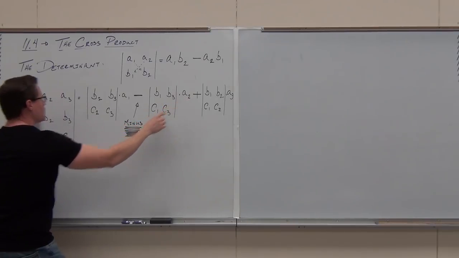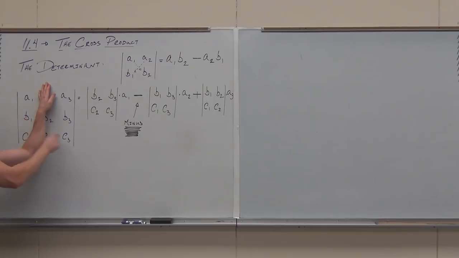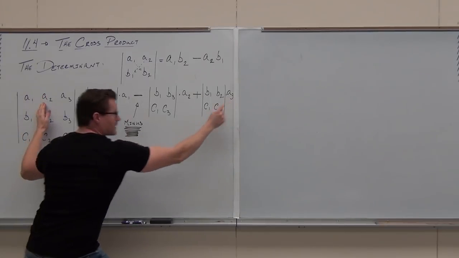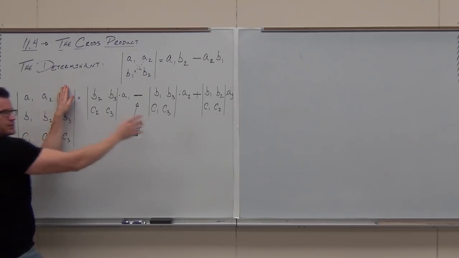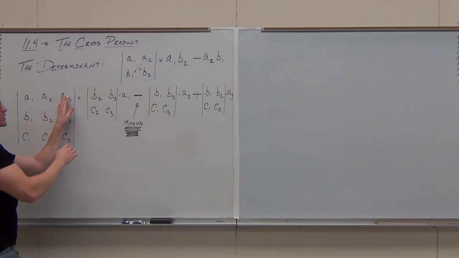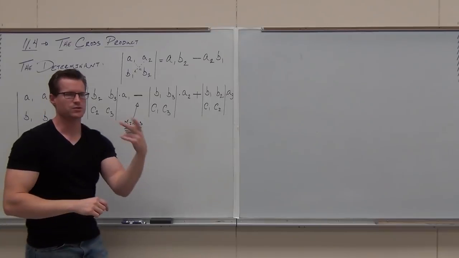Cover up this column. Boom. Do you see the matrix that we create there? Same numbers. And multiply by the top number that you just covered up. Cover up that column. Boom. We got the same matrix. And then multiply by the top number that you just covered up.